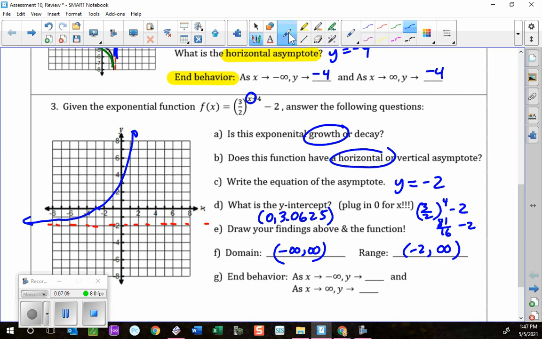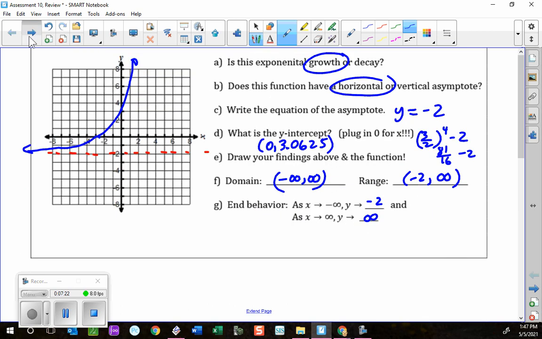The end behavior, as x goes to negative infinity, so as it goes off to the left, it approaches a height of -2. And as x goes to positive infinity, so as you go to the right, the graph just goes up, up, up, so infinity. All right, and that is it for the first page.